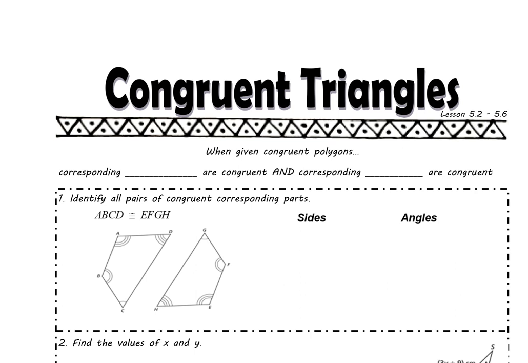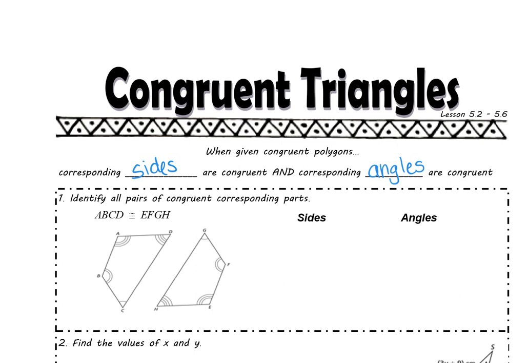First of all, congruent, as y'all remember, kind of means the same thing as equal. So it says when given congruent polygons, corresponding sides are congruent and corresponding angles are congruent. So that means everything will stay the same.